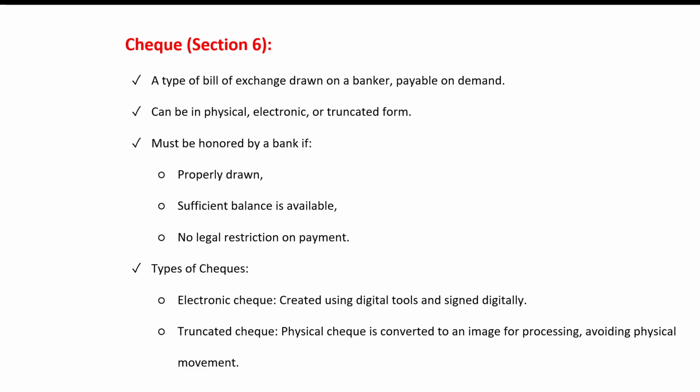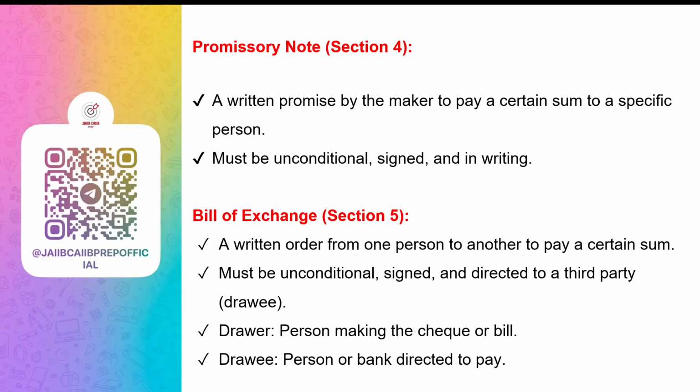We'll start with promissory note because we'll cover section by section. So we'll start with section 4, then we'll understand bill of exchange, and then we'll move to check. A promissory note is a written promise by one person to pay a specific amount of money to another person. It is not a currency note or a bank note. According to Section 4 of the Negotiable Instruments Act, it must be signed by the person who is promising to pay, and the promise must be clear and unconditional.